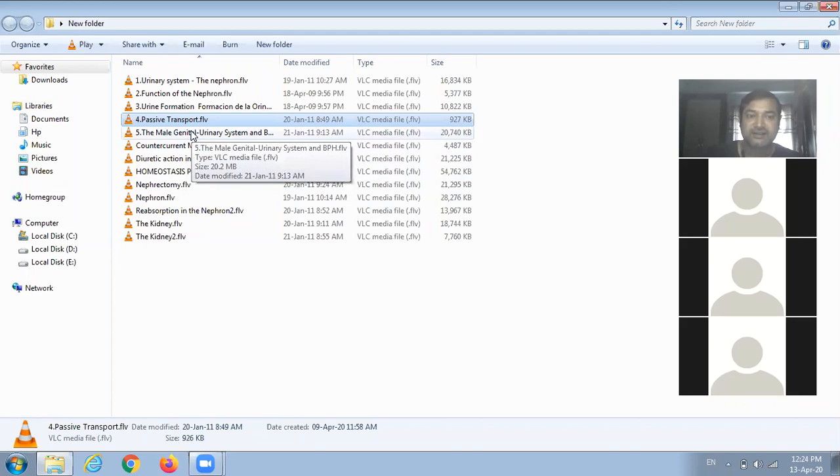The next thing is the male genital urinary system. Before starting this, I think it will be very helpful that you know about the countercurrent mechanism.